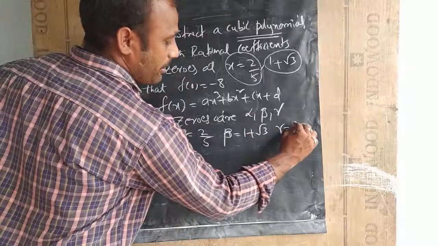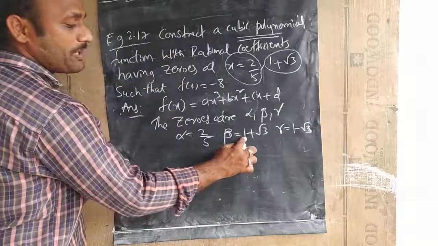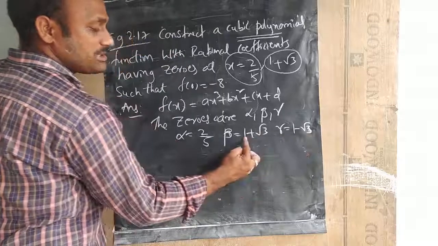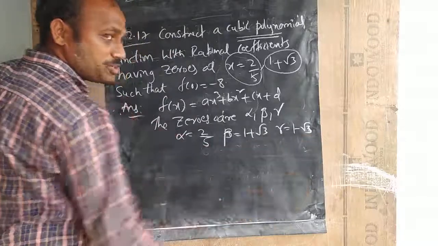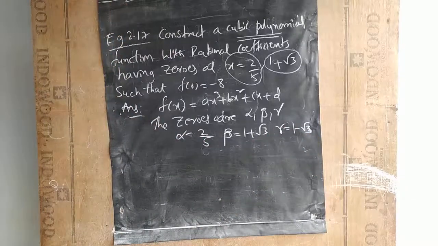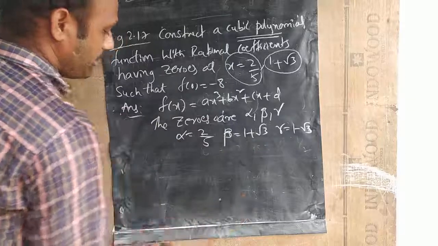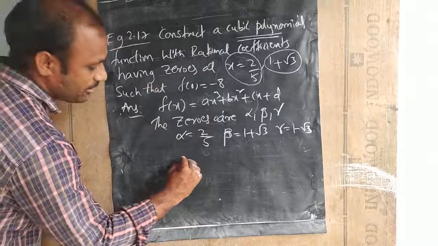It will be gamma, 1 minus root 3. Suppose here 2 plus root 3 is there, then 2 minus root 3. If 7 plus root 8 is there, then 7 minus root 8. Whatever it is, we can write by using the definition of the polynomials what we have discussed earlier. Now we got alpha, beta and gamma. So what is the general form here?